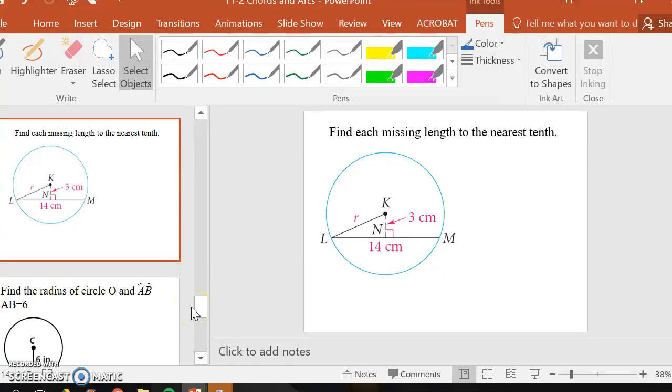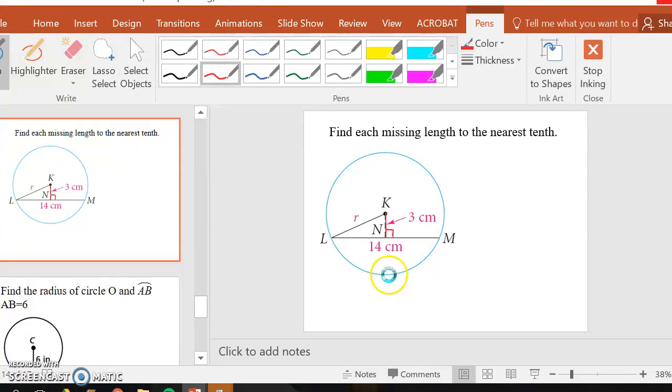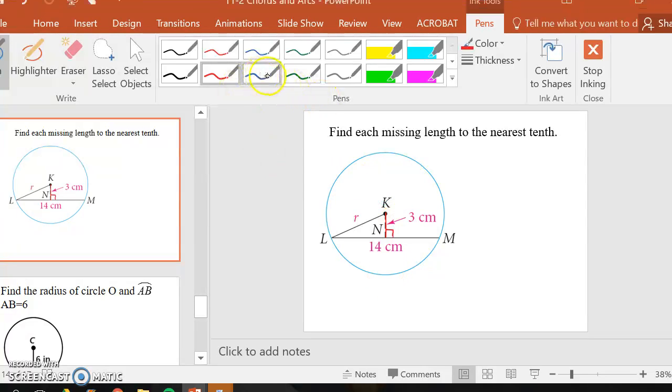Find each missing length to the nearest tenth. Well, in this case, when we look at this segment, it goes from the center perpendicular to here. Now, if you're perpendicular to here, since it could technically form a radius or diameter, what we can conclude is that LN would be congruent to NM. So this here would be 7 units long.